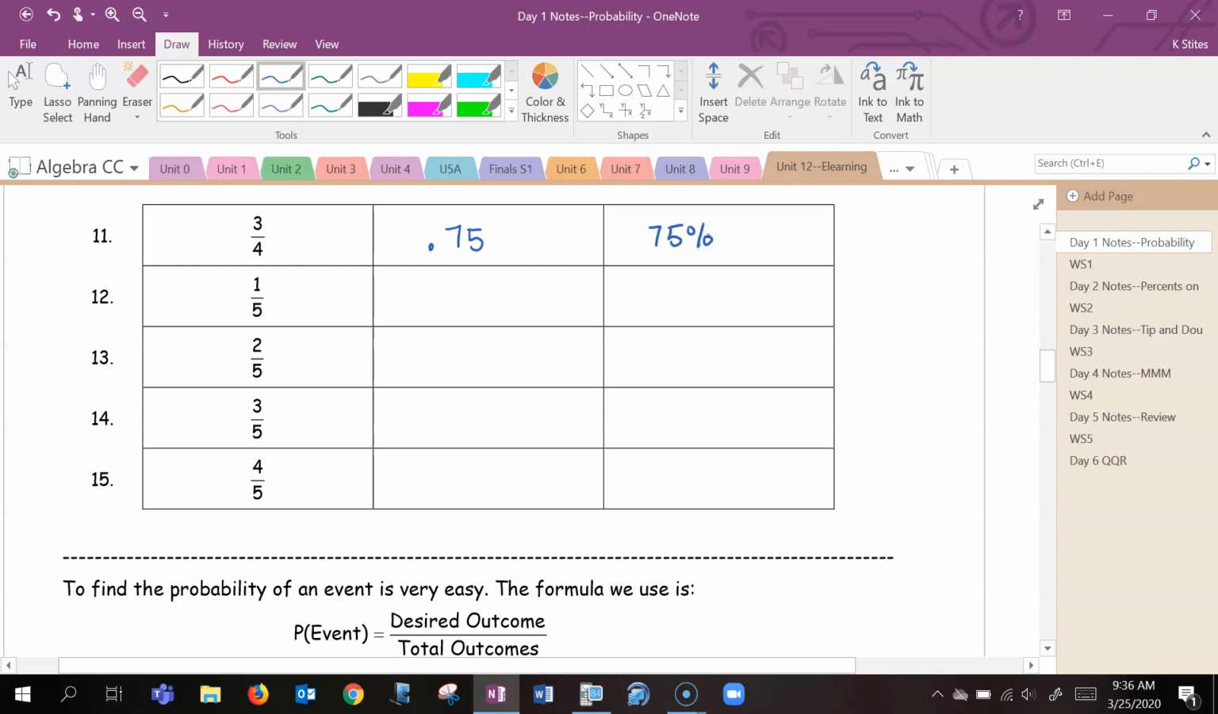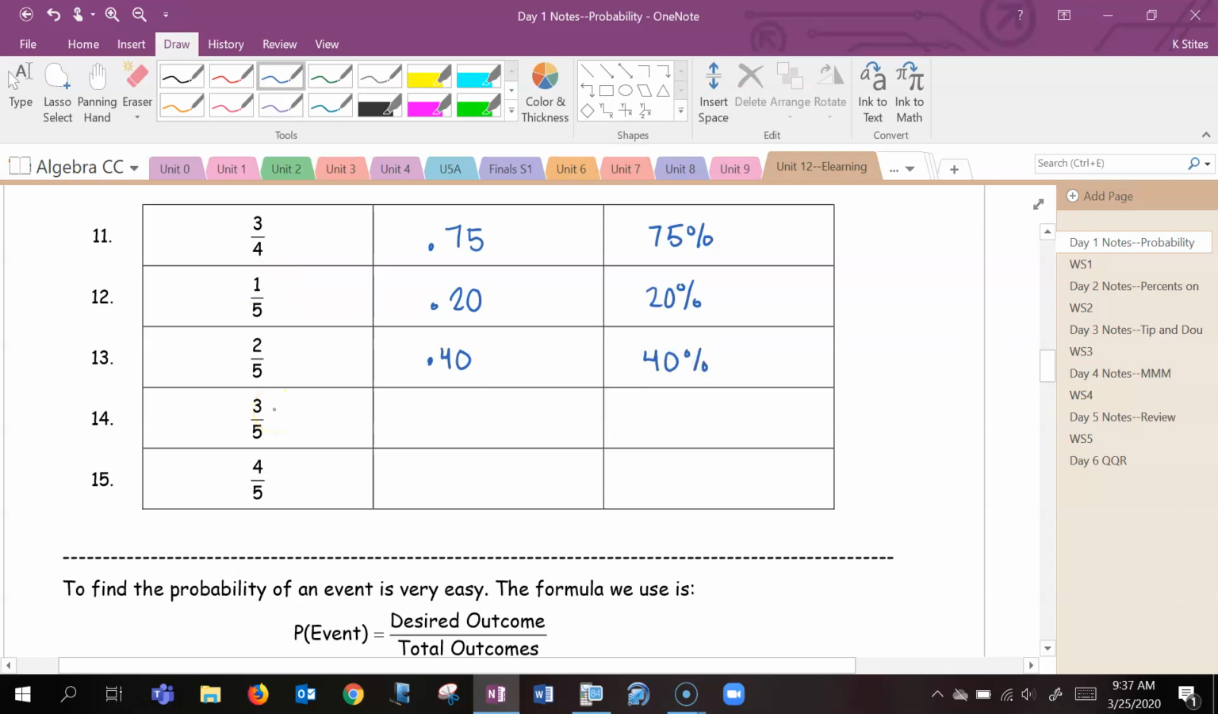1/5, 2/5, 3/5, and 4/5. These are the last ones that are really good to know. So 1/5 is just the same as 0.20, which is 20%. 2/5 is going to be double that, right? Because 2 is double of 1. So that's 0.40, which is 40%.